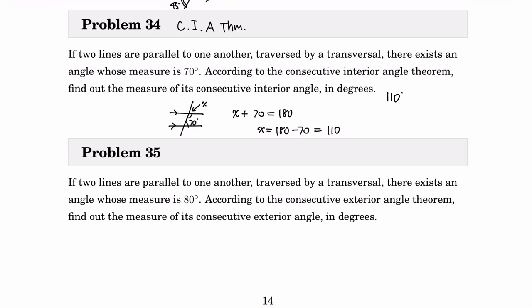Problem 35. If two lines are parallel to one another, traversed by a transversal, there exists an angle whose measure is 80 degrees. So I would say I need to draw a picture a bit steeper than problem 34. Now, according to the consecutive exterior angle theorem, find out the measure of its consecutive exterior angles. So instead of drawing two angles inside, or I would say between the two parallel lines, we need to draw an angle mark that is in fact outside those two lines. So let's just draw one angle out here, 80. And I think I need to find out these measures.